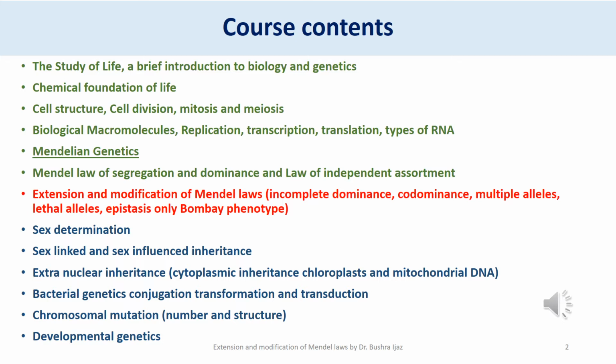In today's lecture, we will be starting our next series of lectures on the extension and modification of Mendelian laws, which include terms such as incomplete dominance, complete dominance, multiple alleles, lethal alleles, epistasis, and the Bombay phenotype of the blood group. So let's get started.